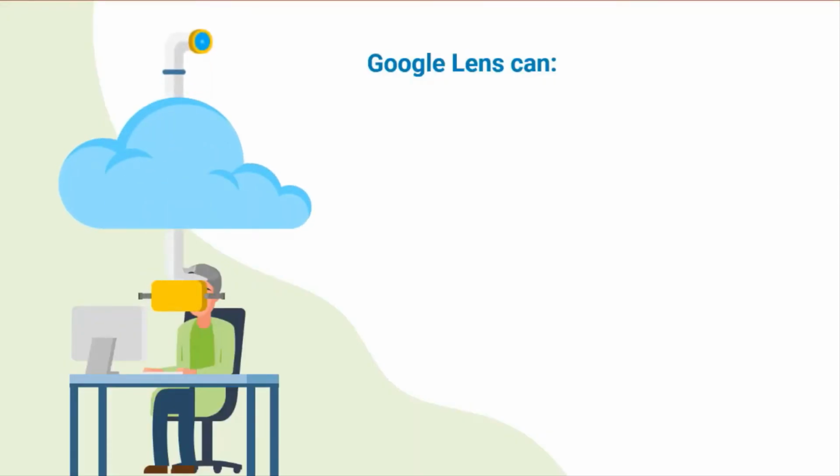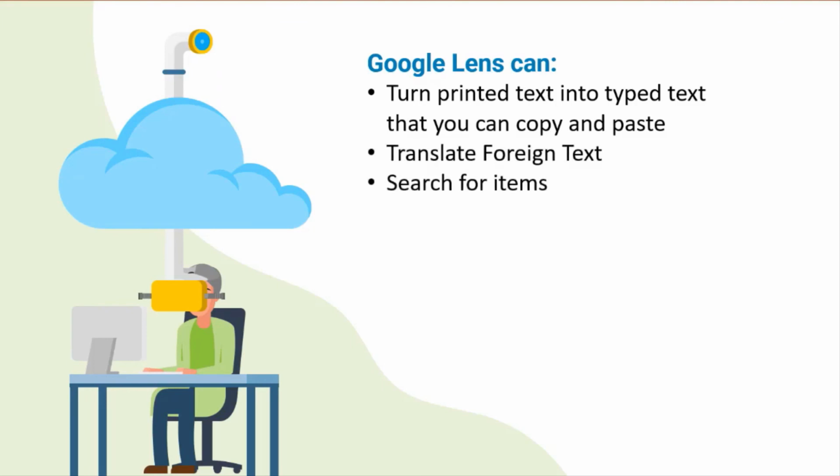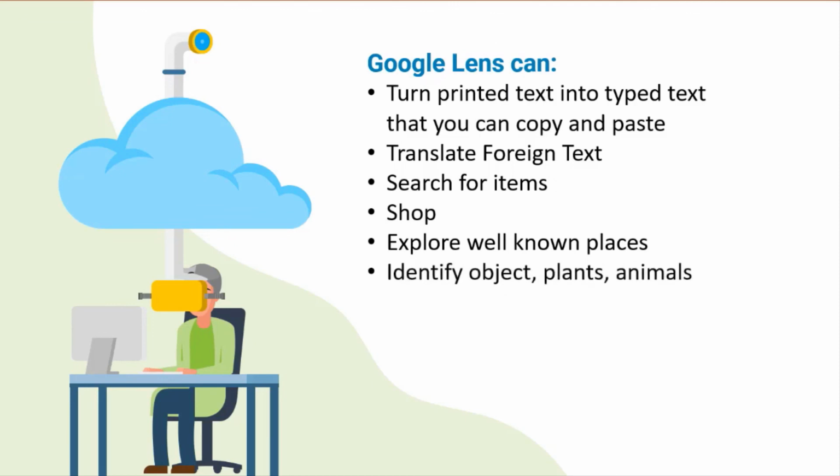So, to recap, Google Lens can do an awful lot of things for you right out of the gate. It can turn printed text into typed text so that you can actually copy and paste it into other programs and apps. It can translate foreign text. It can search for items on the web. It can even do some shopping for you. And it will help you explore well-known locations and places, identify objects, and specifically plants, animals. It can even read to you and do your homework.